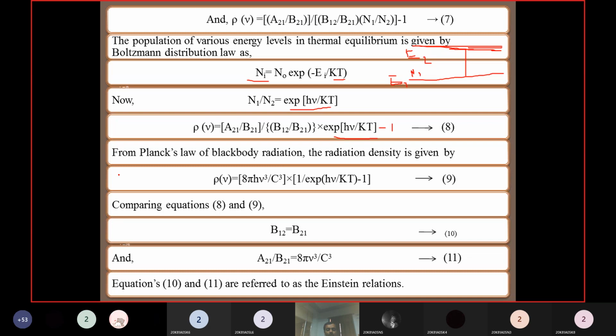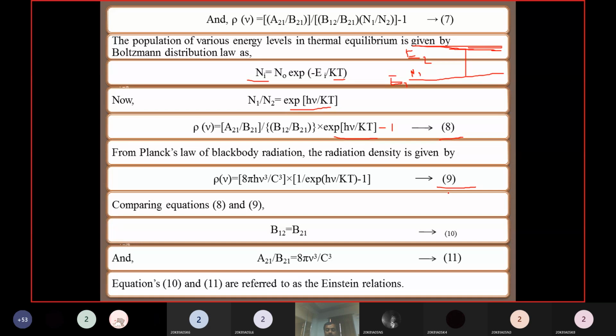So from Planck's black body radiation, we already derived the density of energy states: rho of nu is equal to 8 pi h nu cube by c cube into 1 by exponential of h nu by kT minus 1. Let us take this as equation number 9, and the above equation as equation 8.